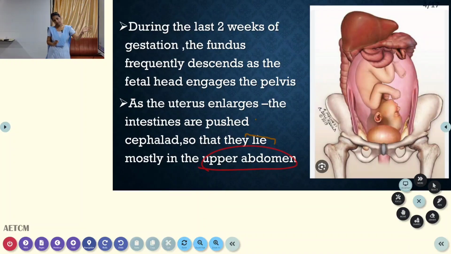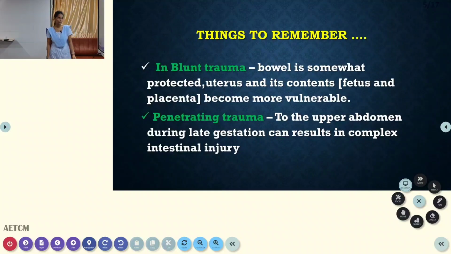By knowing these alterations, what do we need to remember while treating the pregnant woman in trauma? In blunt trauma, most of the space is occupied by the uterus, so the bowel is somewhat protected, but the uterus is more vulnerable to injury. But in penetrating trauma, as we discussed, the intestines are pushed cephalad, so any penetrating injury to the upper abdomen in late gestation can result in intestinal injury.